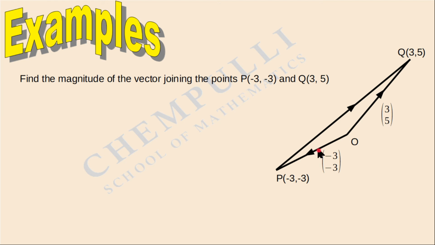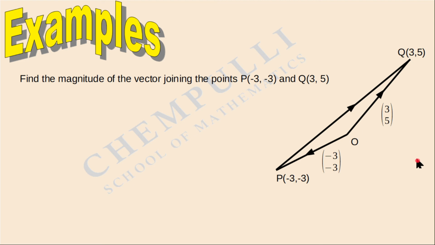If you find vector PQ and its magnitude, or vector QP and its magnitude, in both cases you will get the same answer, because the magnitudes of vector PQ and vector QP are the same. Only the direction changes, to the opposite direction. Here we only have to find the magnitude, so we can use any one vector. I'm going to use vector PQ. To find vector PQ, we can use the position vector method.